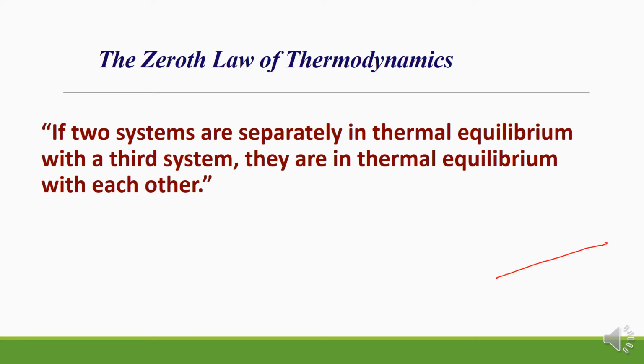So here, if two systems, separately in thermal equilibrium with a third system, are in thermal equilibrium with each other. That means we have system A. Suppose system A is in equilibrium with system B, and system A is in equilibrium with system C. Then you can say system B and system C both are in equilibrium. So that is what the zeroth law is saying.